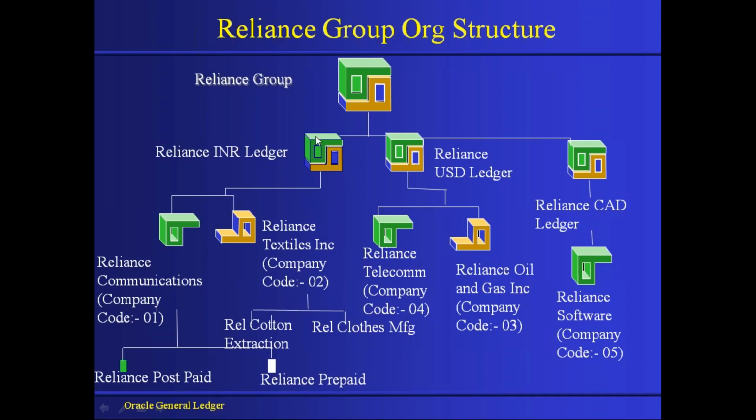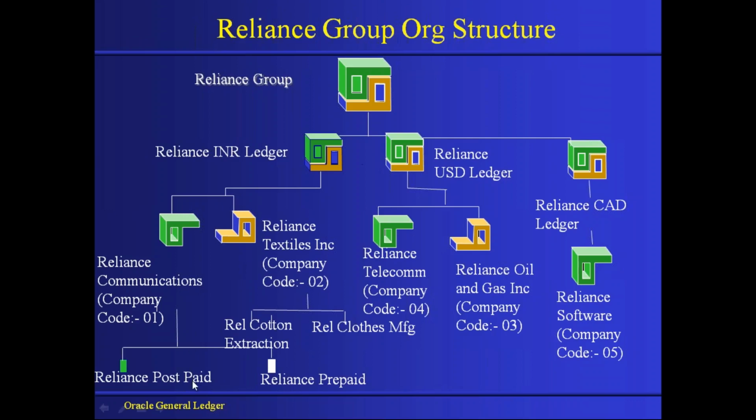Okay, so as far as this org structure is concerned, we have got two operating units, Reliance Postpaid and Reliance Prepaid, under Reliance Communication legal entity, and this legal entity falls under Reliance INR ledger. As you know, subledgers are maintained at the operating unit level. So we will try to follow the AP module for Reliance Postpaid operating unit. So all our setups will be under Reliance Postpaid operating unit. So this will be for Reliance INR ledger.